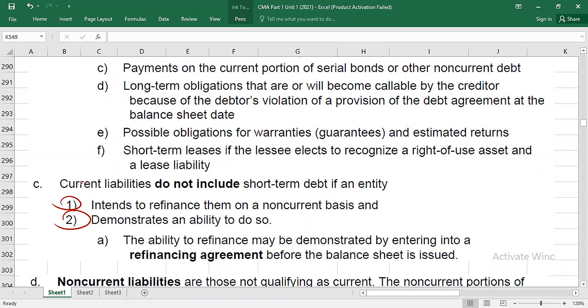There should be intention to refinance on non-current basis, and you have demonstrated the ability to use it. Okay? Done? I hope that is clear.